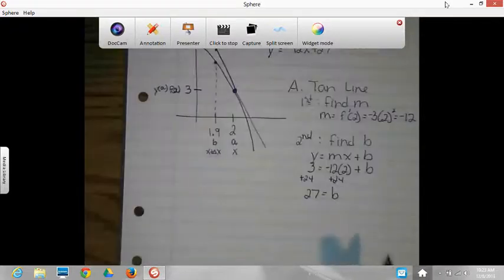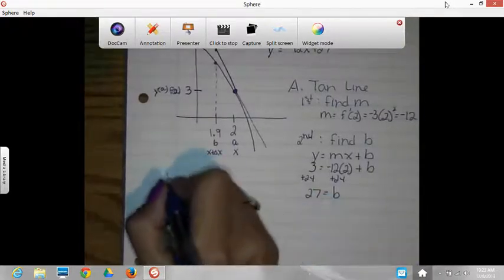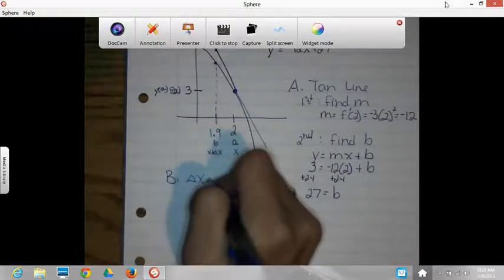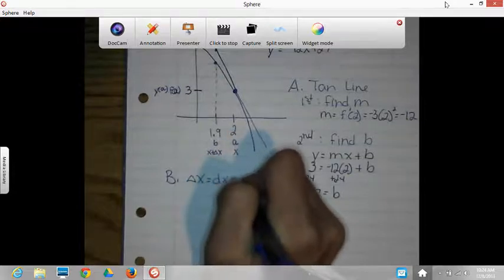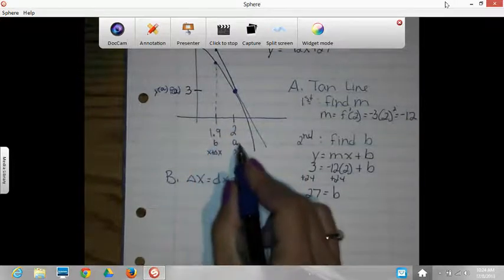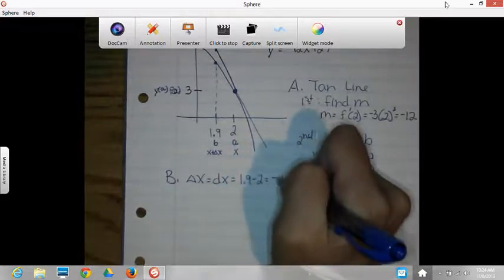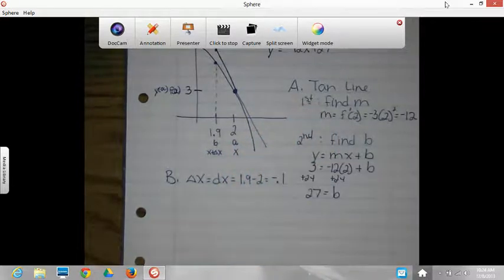So part B is identifying all of this stuff. Delta x is the same as dx. It's the b minus the a. So it's 1.9 minus 2, which is a negative 0.1. Okay, two of those are done.